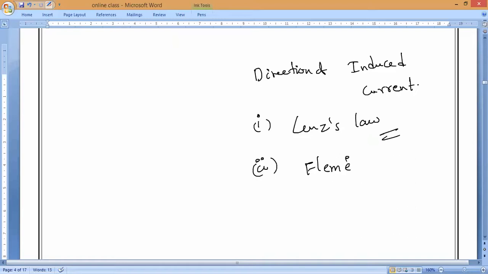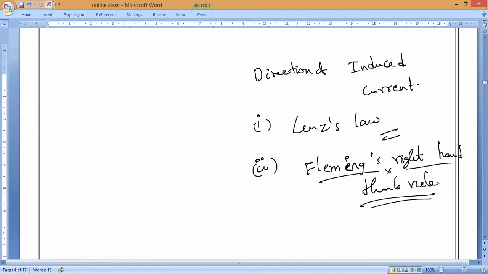What is that? Fleming's right hand thumb rule. Okay. So now the right hand thumb rule is what we are going to use to find the direction of induced current. So that one I will teach you. Now notice the direction of induced current, as given in all the textbooks.